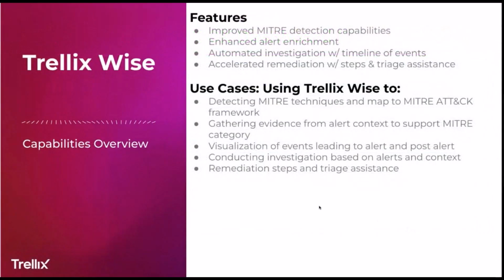And then a new feature, currently in beta, but it is available for customers with 3.0 and 3.1. So this is a new capability. This is Trellix Wise. Trellix Wise is our Gen AI capability. And this feature really is focused on improving detection efficacy. So improved MITRE detection capabilities, alert enrichment.